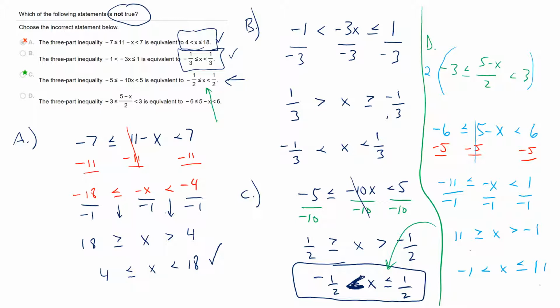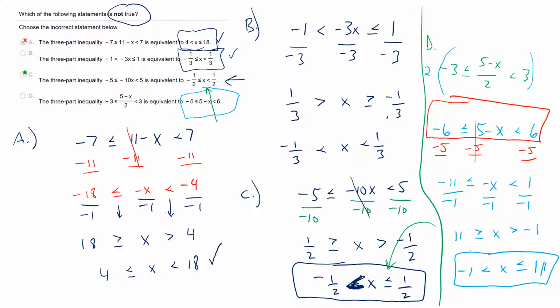Well, I was thinking, does what I have match what they have? It should, because hopefully D turns out to be true, since C is the one I feel is not true. But it looks like they didn't solve it all the way, and I didn't notice that. If I had, I could have saved some time. They just wanted to know, is it equivalent to -6 less than or equal to 5 minus x less than 6? And it is, because that was an intermediate stage. So C is the one that's not true.